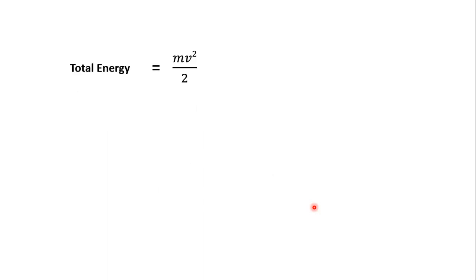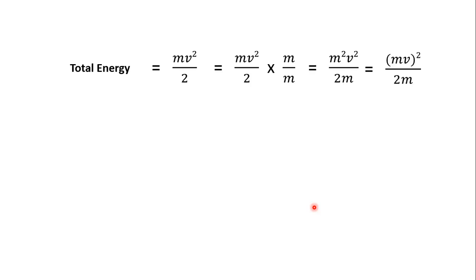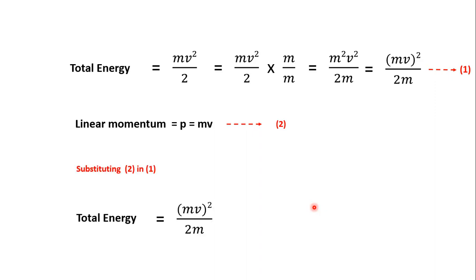Consider the expression for total energy, mv square by 2. Multiply the numerator and denominator by m, and we'll get m square v square by 2m, which is mv the whole square by 2m. The product of mass and velocity is known as linear momentum, and the symbol for linear momentum is p. Substitute this in equation 1 and we'll get the total energy equal to p square by 2m. mv the whole square by 2m is equal to p square by 2m.